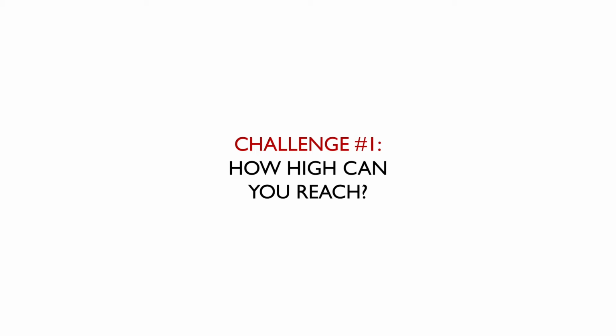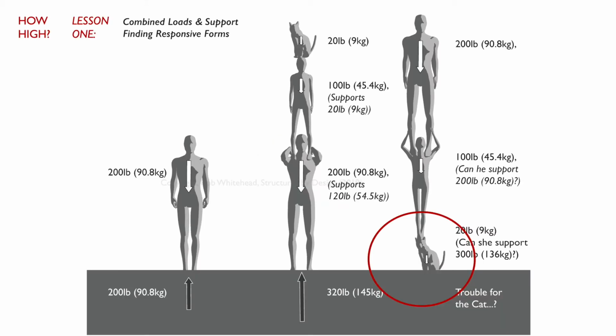Now, on to the lab. Challenge number 1, how high can you reach? One of the first lessons that you find out has to do with this combined loads and support. We know that if there's this basic state of translational equilibrium, the ground is supporting the person. But when we start to have more people stacked up or more elements stacked up, there is a force flow, the 20 to the 100 to the 200, right? And all that works just fine, but we find out right away that it can't be reversed, right? We would know right away that the cat would be in some trouble here.